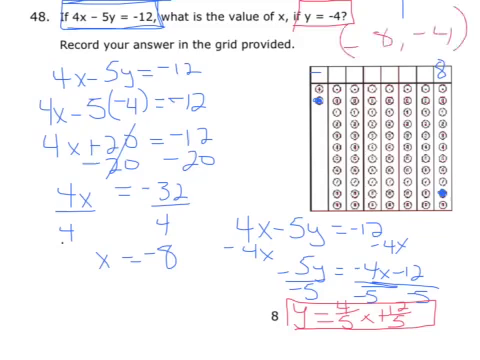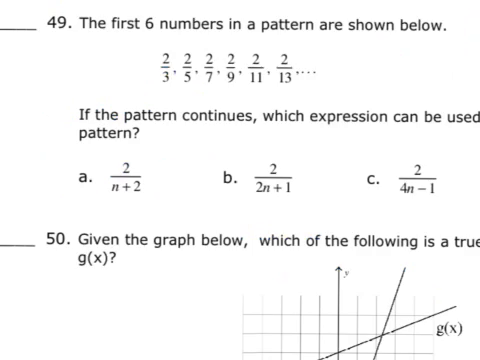As an ordered pair, and it asked for the value of x, so I would give them the value of x from that ordered pair. 49 is just like the ones that we did in our math reviews for the last couple weeks. So it says the first 6 numbers in a pattern are shown below. We have 6 numbers, so we're just going to name them 1, 2, 3, 4, 5, and 6. It's in a pattern.